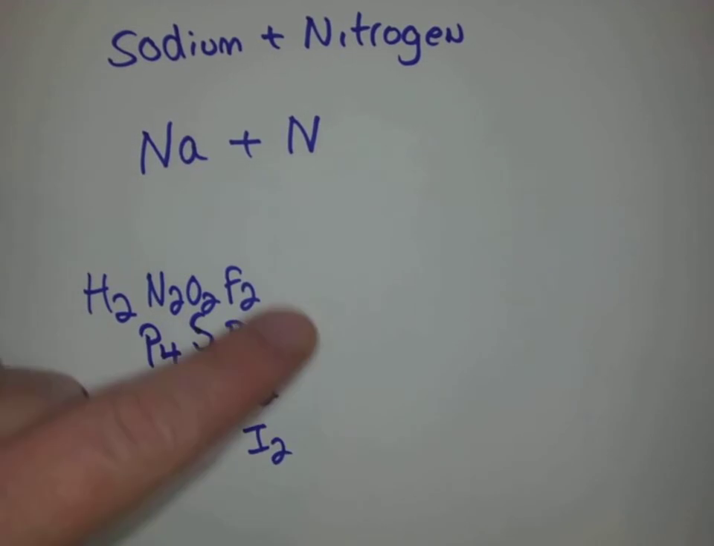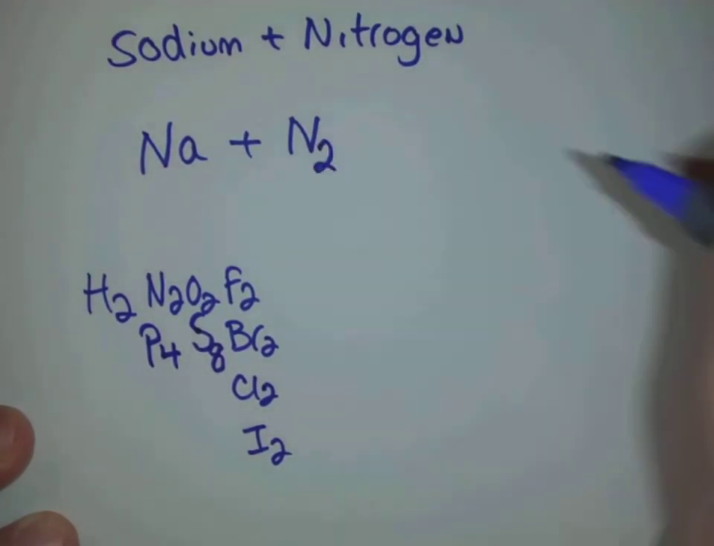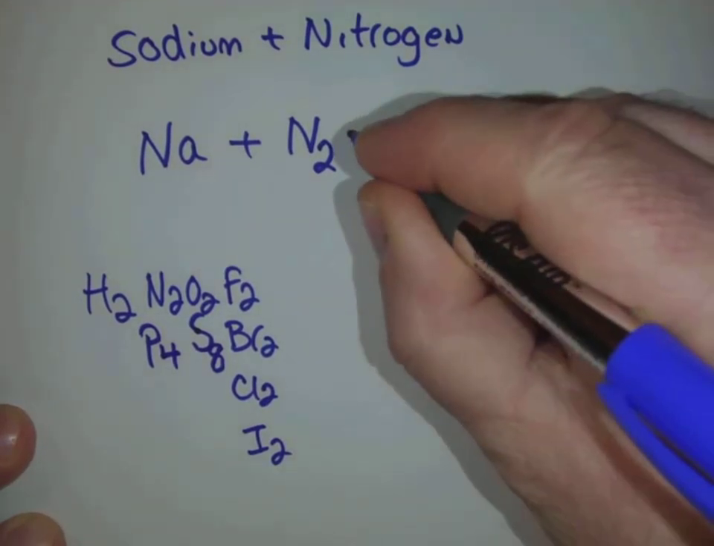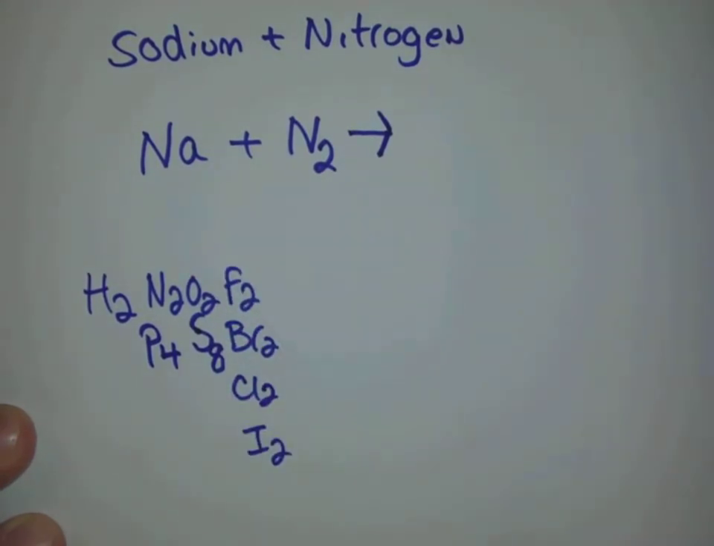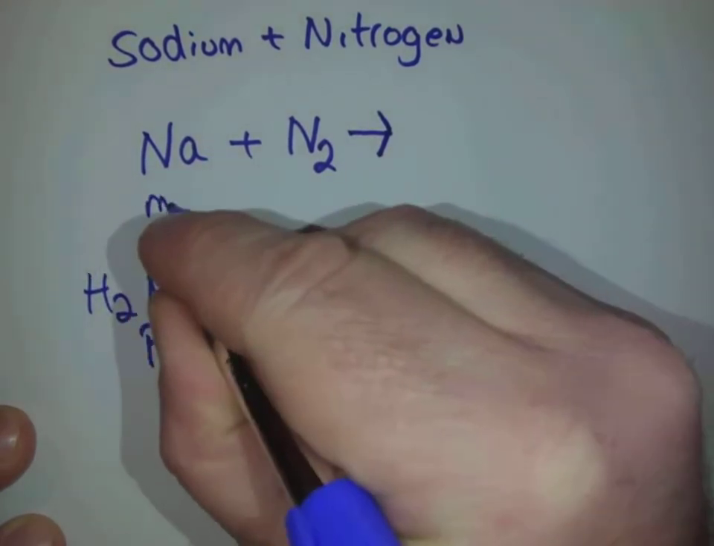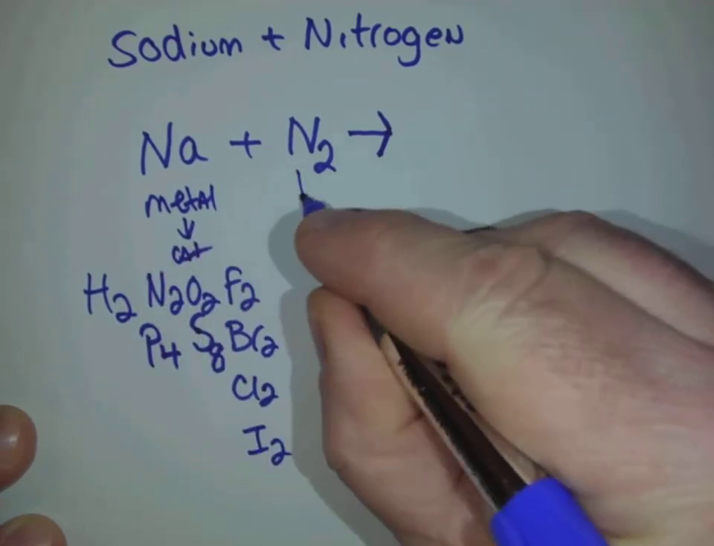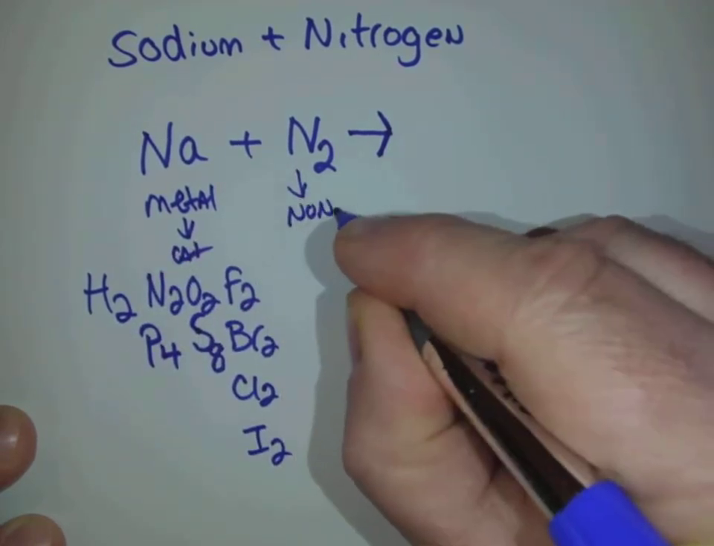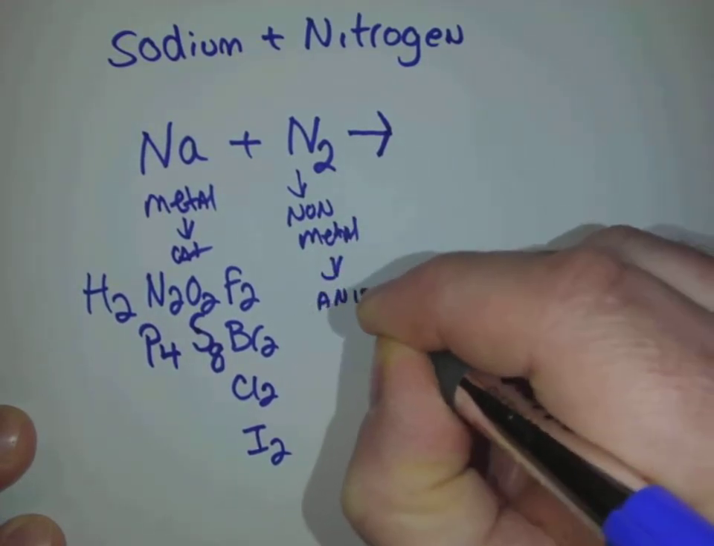So sodium is not a part of this list here, so I would expect sodium to be monoatomic, but nitrogen is a diatomic atom. That means you always have two of them. So we put a little arrow sign. Now we have to look at what is the metal and what's the non-metal. Well, sodium is our metal, and the metal will form your cation. Nitrogen is your non-metal, and it'll form the anion.